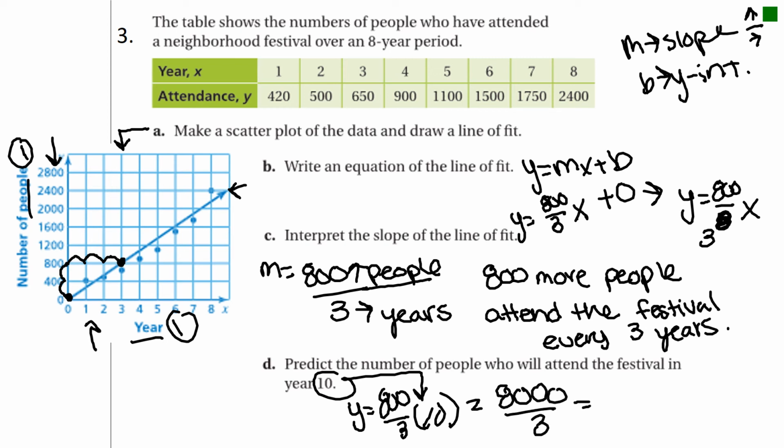What's 8,000 divided by 3? Hopefully it's going to be a nice number. We'll have to approximate it. And it's approximately 2,666.6. Okay, you can't have a sixth of a person, so let's go ahead and round it up. In 10 years, we're going to estimate that there's going to be 2,667 people at this festival.